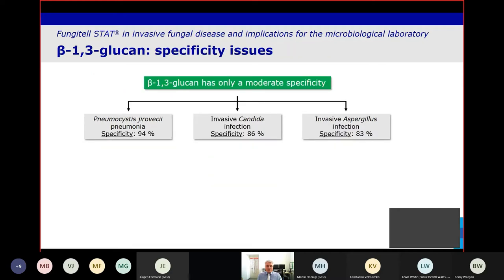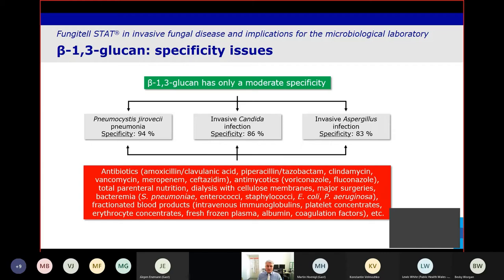A major point of criticism about the Fungitell assay and the measurement of BDG is that it only has a moderate specificity. And this is true, it doesn't have a specificity of 100%. And in real life, the specificity is probably even a little lower than in these numbers I have here that are coming from studies. Specificity is good or very good in pneumocystis pneumonia.